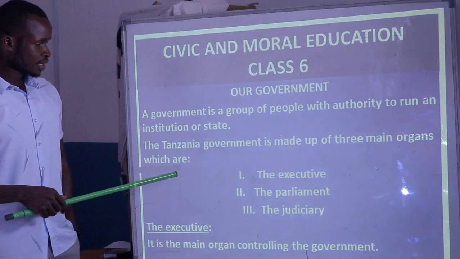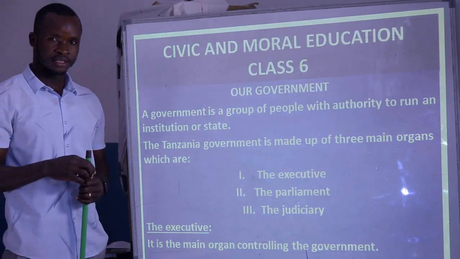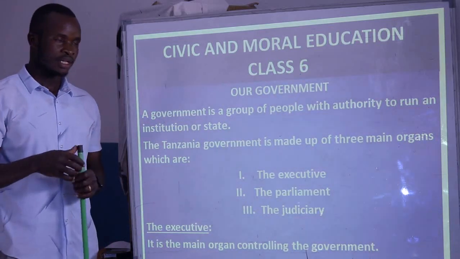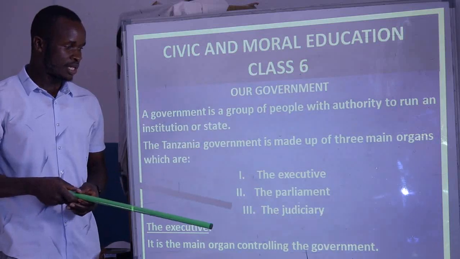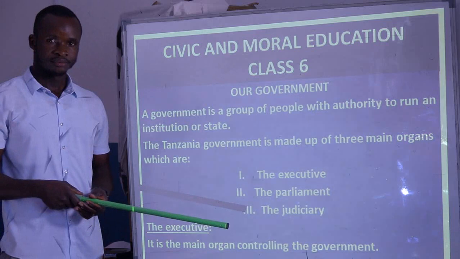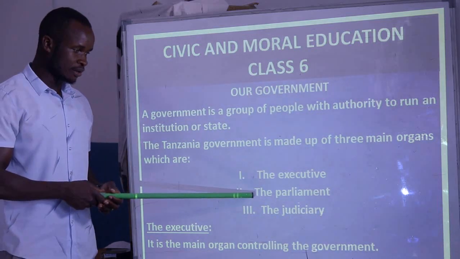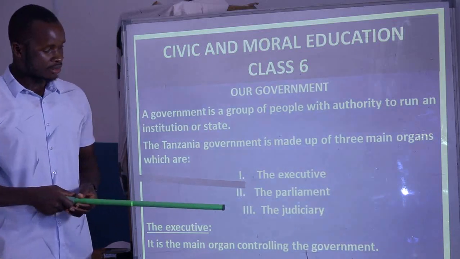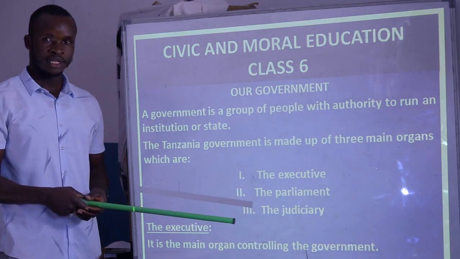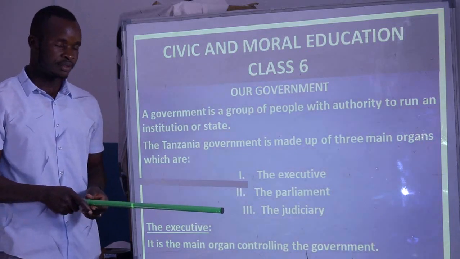So the Tanzanian government is made up of three main organs. There are three organs which, when they come together, we find our government. These are the executive, the parliament, and the judiciary. The executive works hand in hand with the parliament and with the judiciary. When all their functions are put together, the government of the United Republic of Tanzania runs smoothly.